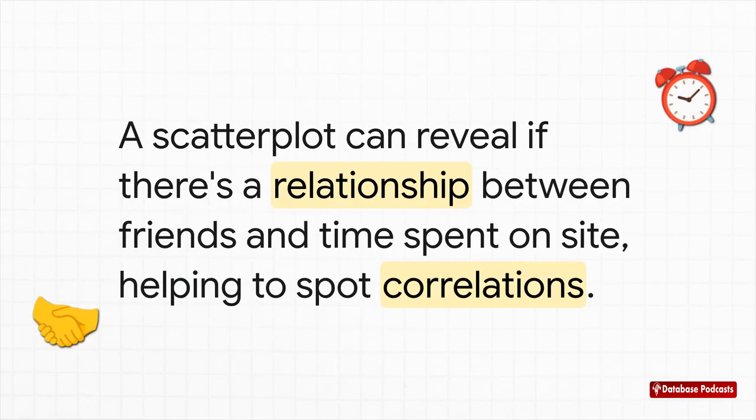Yeah, just by plotting every user as a single dot, we can immediately start to hunt for a pattern. Do the dots seem to go up and to the right? Maybe that means there's a connection. Or is it just a random mess of dots? Then maybe there's no relationship at all. The scatter plot lets you see these possibilities in a heartbeat.